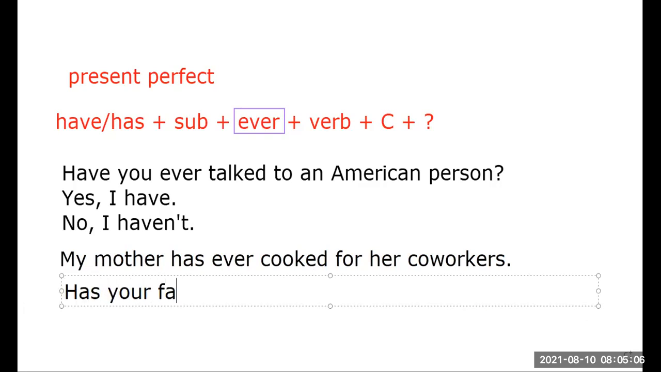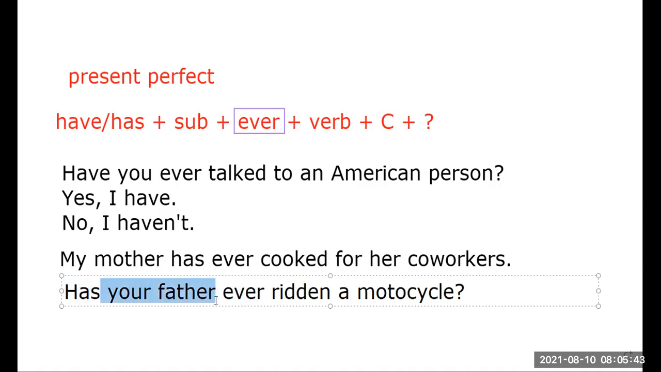Example, if you want to make questions using ever, you can say has. Has your father ever ridden a motorcycle? As I told you, you can use ever for affirmative sentences and question forms. Depending on the subject pronouns, you can use have or you can use has.